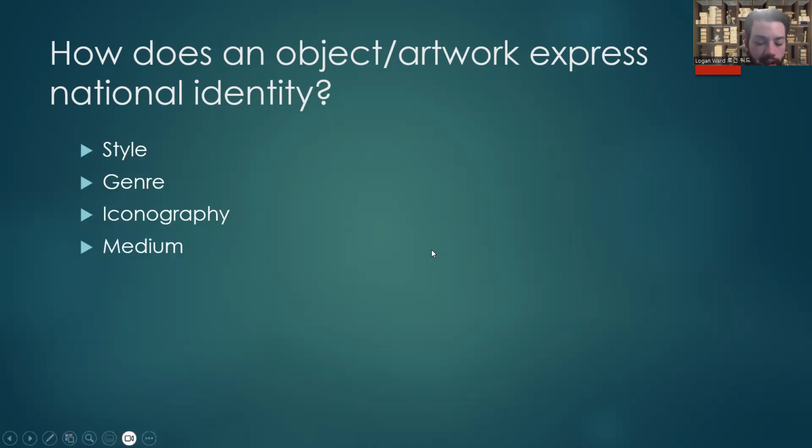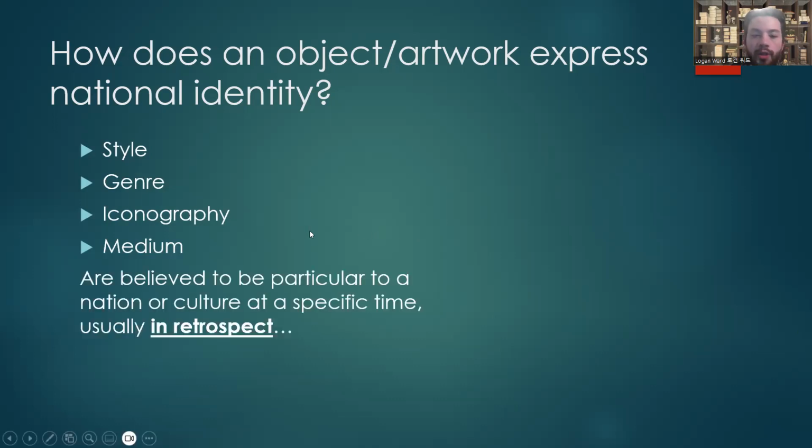Now, the question is, when does that become the interpretation, right? And who says that these things look unique or belong specifically to this nation? And that's what Daphne brought up with her comment here. So these things end up being believed to be particular to that nation or culture, especially at a particular time in its history, in retrospect, right?